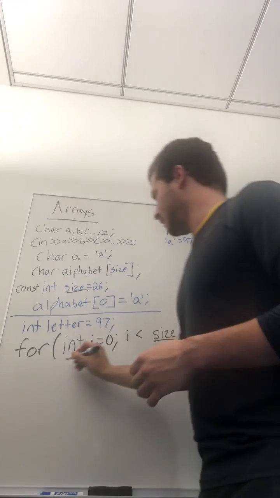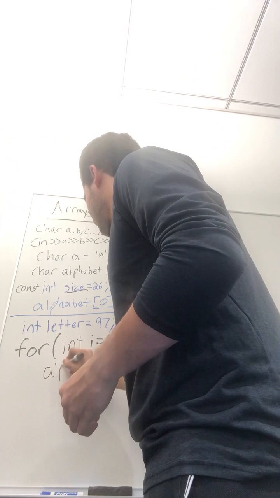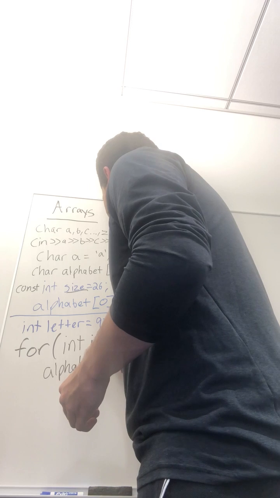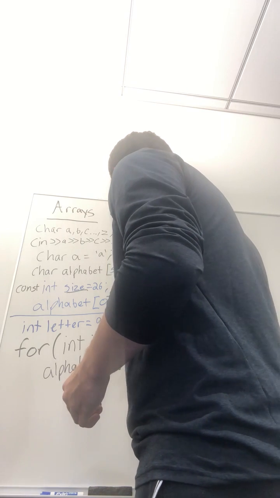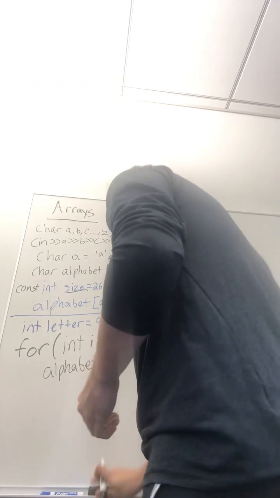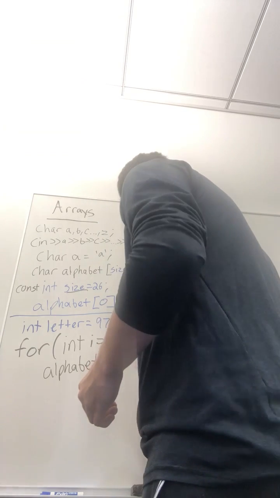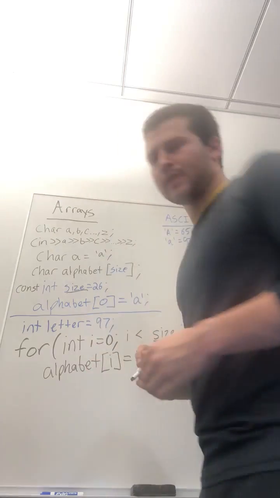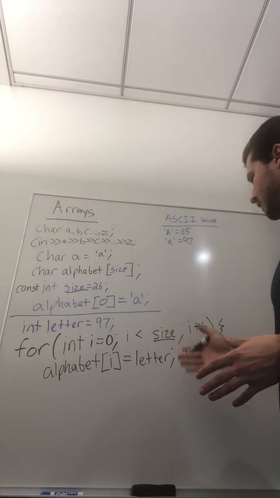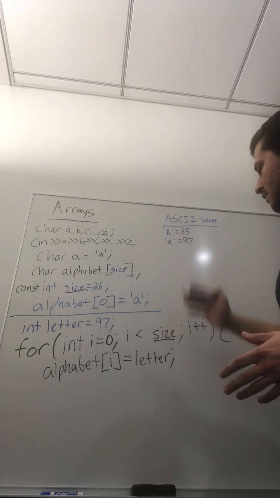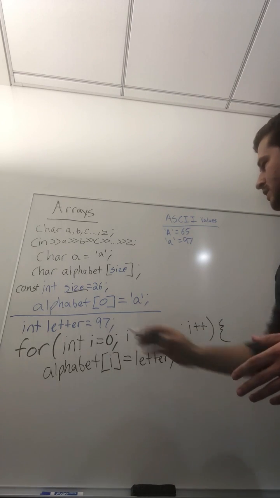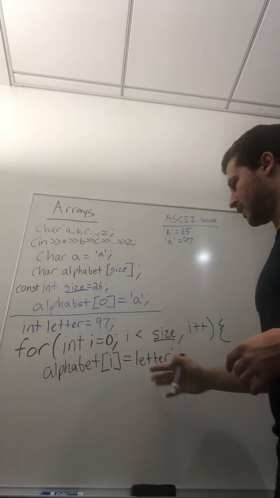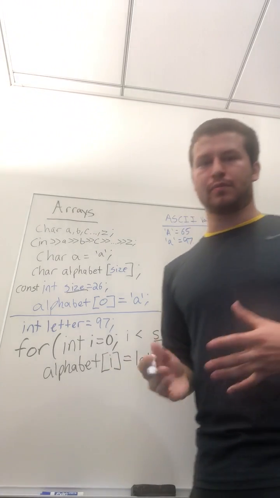Now, we've got alphabet indexed at i, so we're starting at 0, equals letter. Now we need to change letter, right? Because letter is lowercase a right now. If we assign this char to this int 97, it's going to give it the ASCII value, which is lowercase a. So that's good, but now we need to change letter for b.